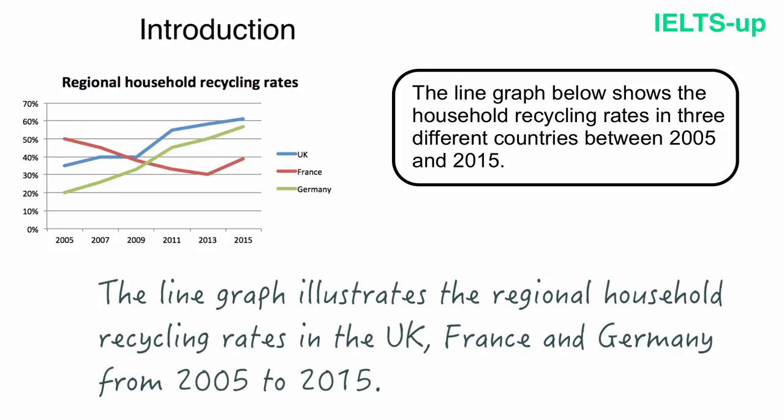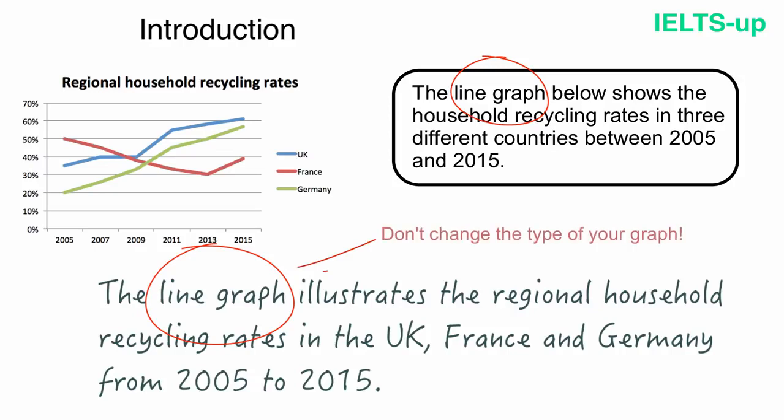As you see, the first 2 words were kept the same. I didn't change the line graph, and you should never ever change the type of your graph, because it will lose the meaning if you do so. So, if you have a table, keep the table. If you have a bar chart, keep the bar chart. And if you have a diagram, keep the diagram.